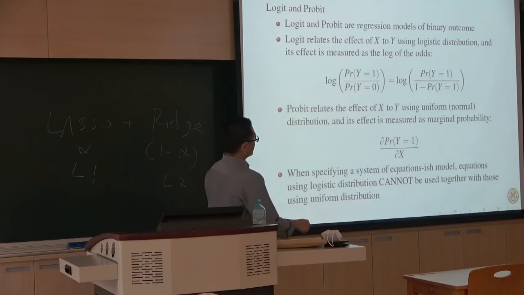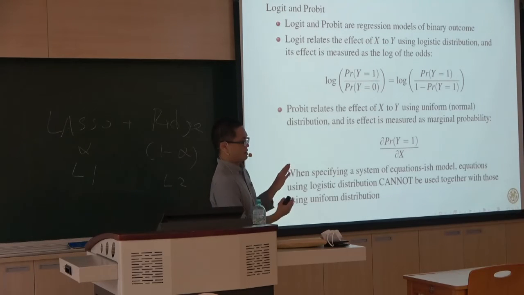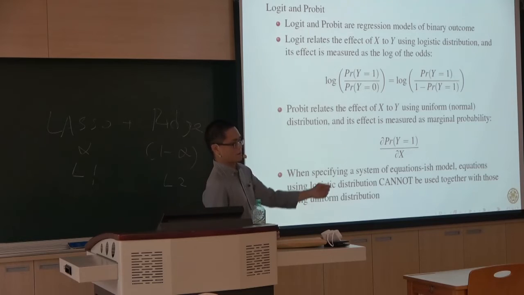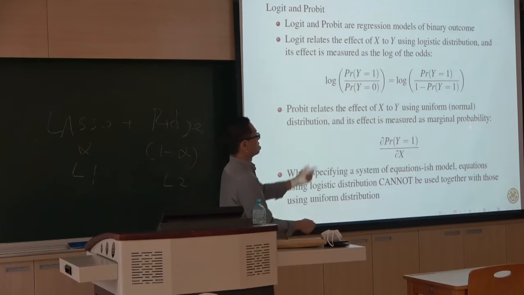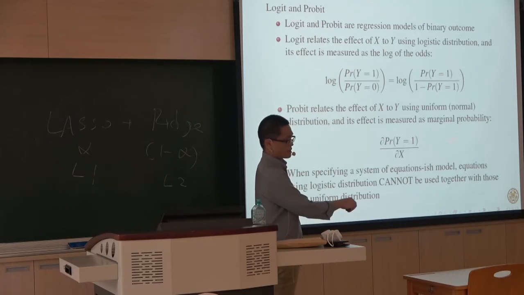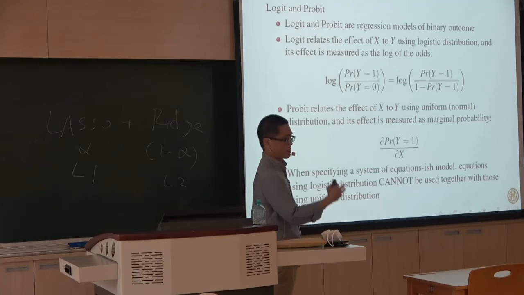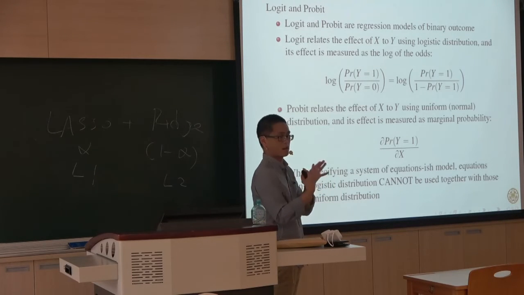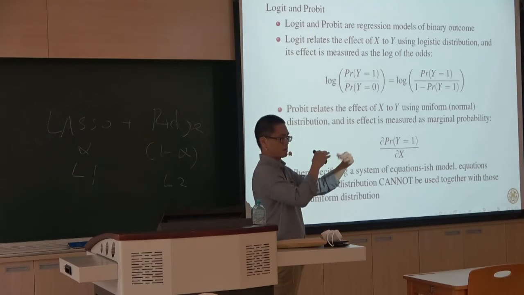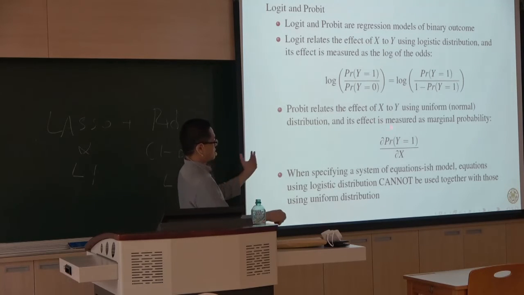You should note that in a binary outcome, the outcome of 1 versus the outcome of 0 are just complementary probabilities, so I can use the log of the odds to capture this complementary probability. As the probability of one outcome increases, the other should decrease because they are complementary, just like playing on a seesaw, right? Or probit relates the effect of x to y using the normal distribution, not the logistic distribution.